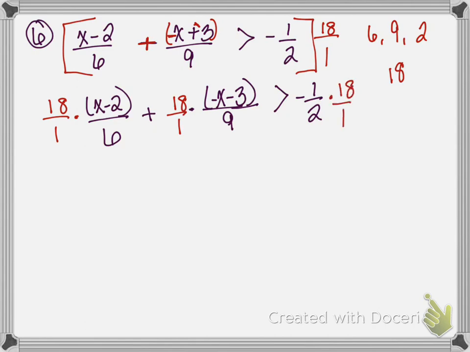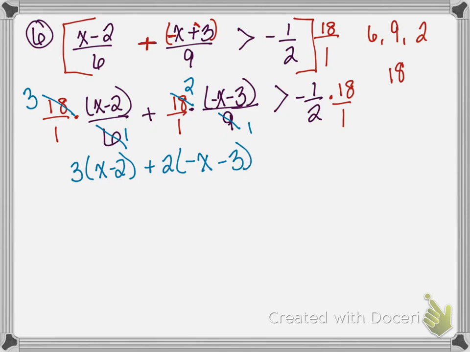My next step is to cross cancel. So 6 goes into 6 one time. 6 goes into 18 3 times. So I have 3 times x minus 2. 9 goes into 9 one time. 9 goes into 18 twice. So then I am left with 2. I already distributed that negative, so that I've got 2 times negative x minus 3. And then, 2 goes into 2 once, 2 goes into 18 9 times. And so then I'm left with negative 9.